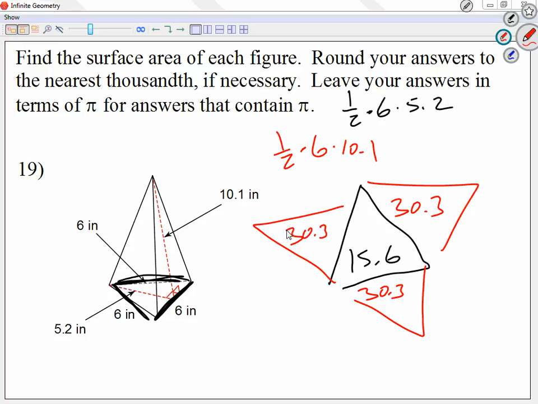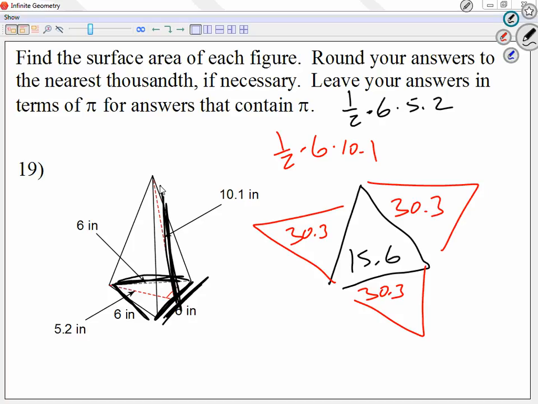I went 1/2 times 6 times 5.2. So for the sides, it was 1/2 times 6 times 10.1, because if you see, there's a 6 here, and there's a 10.1 here. So you have to multiply the two numbers across the 90 degrees, but because it's a triangle, don't forget the half as well. Then add everything, and that's your answer.